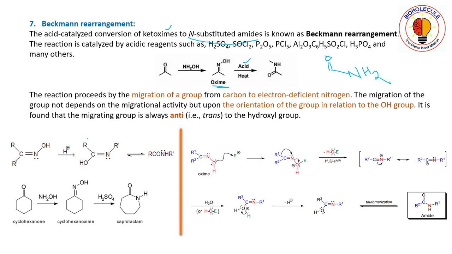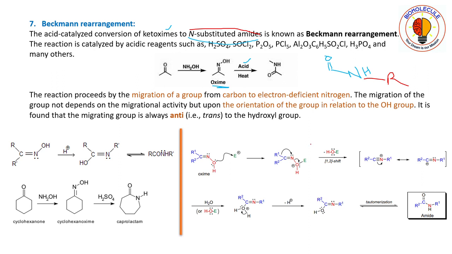Now if you remove one hydrogen atom from the nitrogen and replace it with any alkyl group, then it is known as N substituted amides. Okay, so now let's look at the reaction. Okay, so the reaction proceeds by the migration of a group from carbon to electron deficient nitrogen.